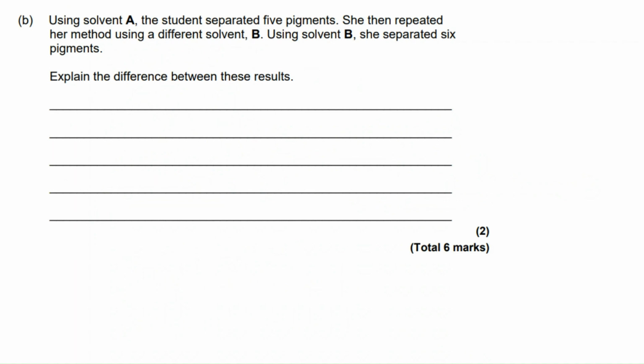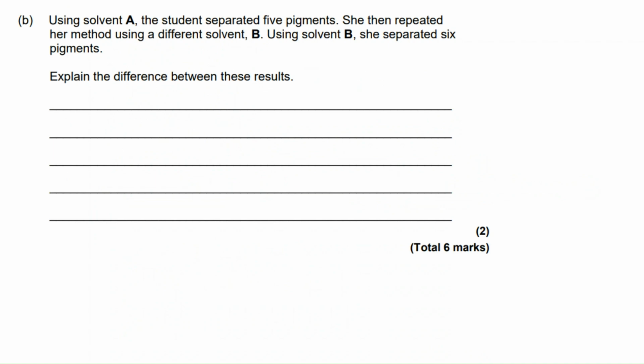Alright, so the last one then. Using solvent A, the students separated 5 pigments, so they found 5 different pigments came about with this experiment. And then they repeated the method using a different solvent, solvent B. Using solvent B, they separated 6 pigments. So as I said before, different solvents can produce different results. With solvent A they got 5 different pigments, and with solvent B they got 6 different pigments. The question asks to explain the difference between the results.